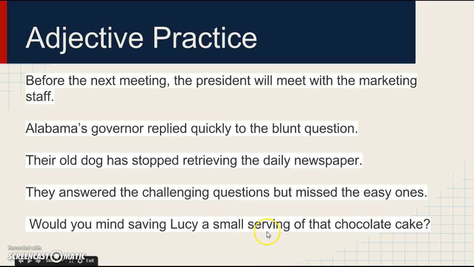Serving is what they're talking about as a small piece of cake. So what kind of serving? Small. Again, I said ignore the words a or an or the. Those are the small words that sometimes answer how many, but we're not worried about that. So don't worry about the words an or the. But serving is a noun. What kind of serving? Small. Cake is a noun. What kind of cake?